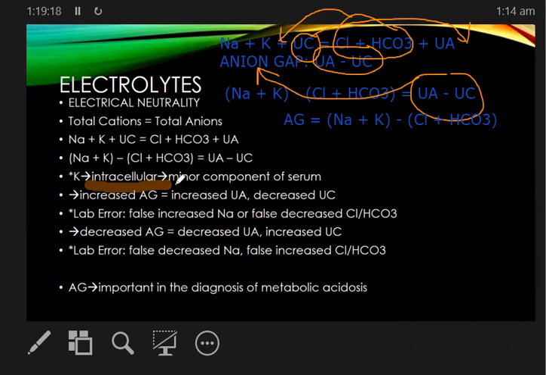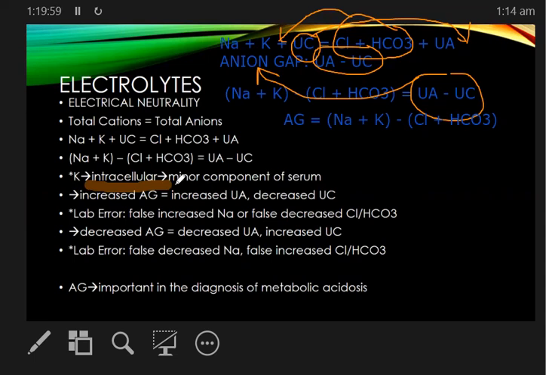What sample do we use when we perform electrolytes? It's your plasma or your serum, right? It's your plasma, basically. Since what we are measuring is your plasma, which is part of your extracellular fluid, and the potassium is intracellular, we can say that your potassium is a minor component of your serum.